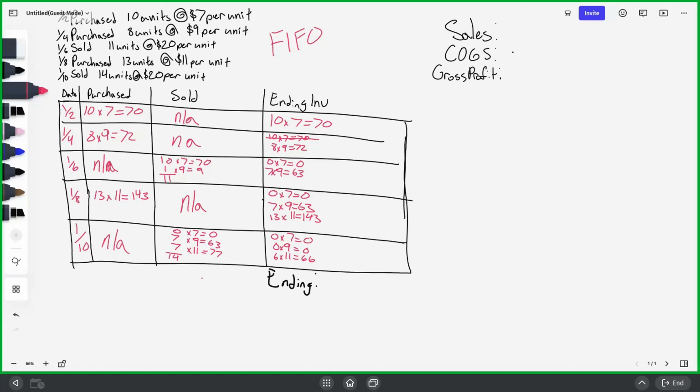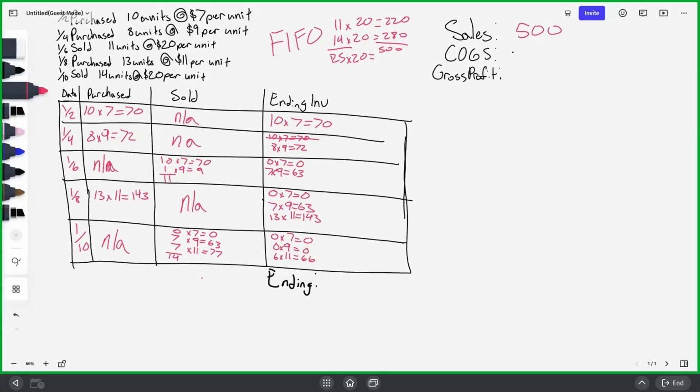That fills up the chart. Now we're getting to the nitty gritty. How much sales did we make? 500. You could do 11 times 20 and 14 times 20, or you could add these together and have 25 times 20, which equals the same thing. So that's our sales. We have 500 in sales.